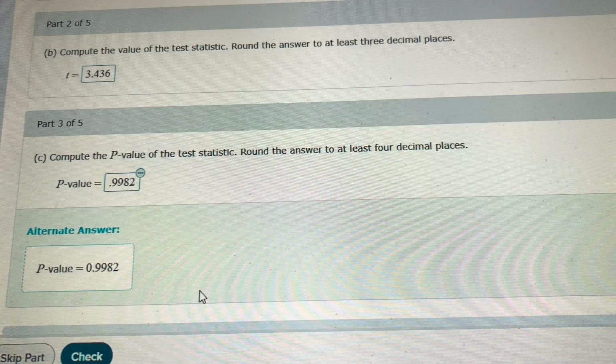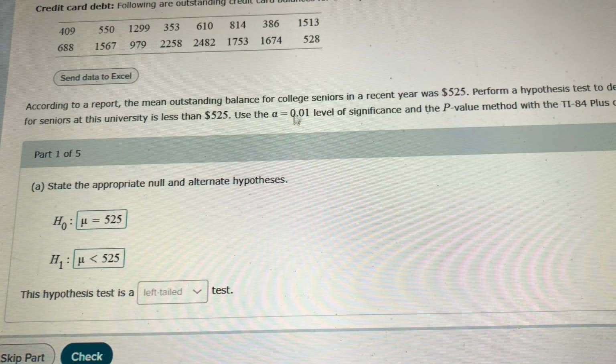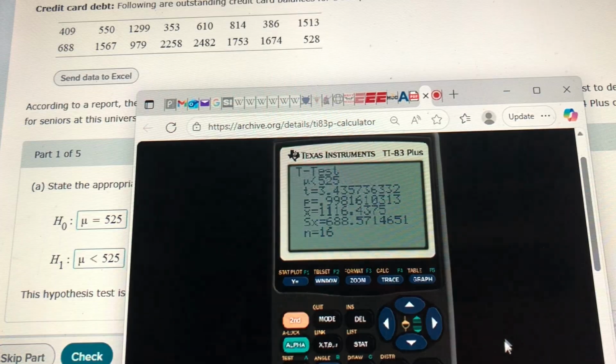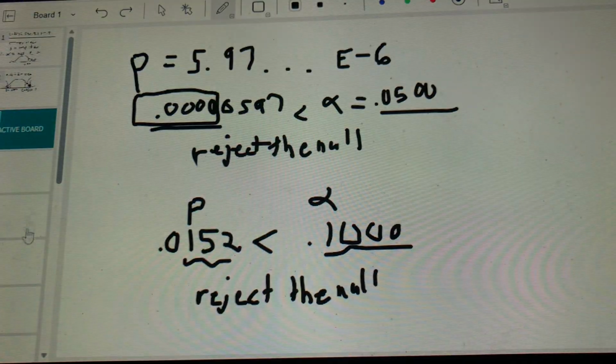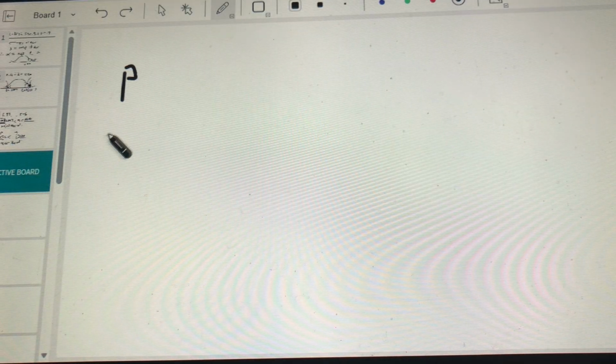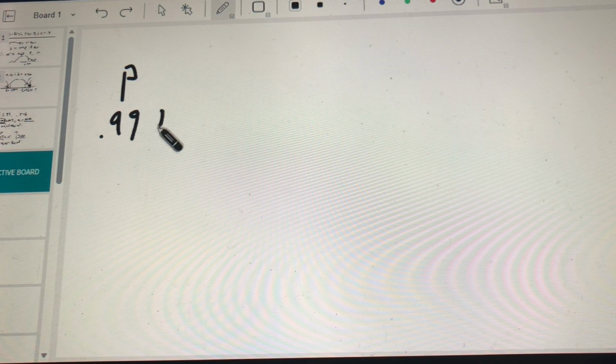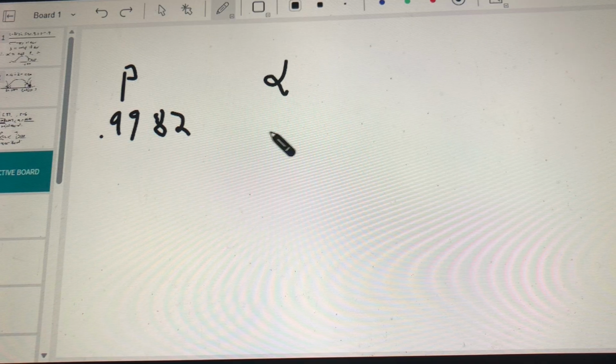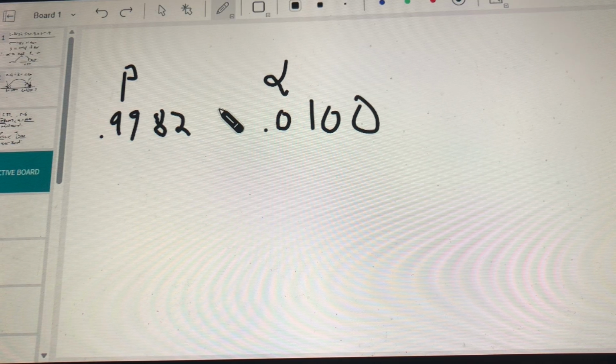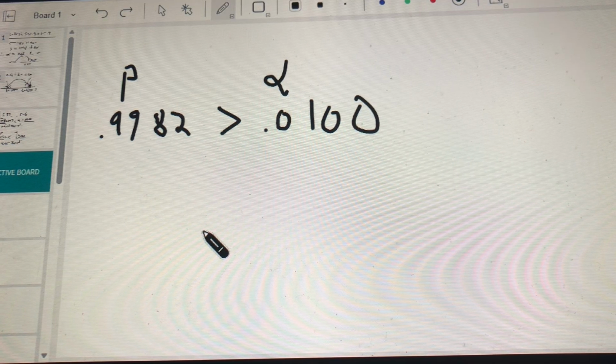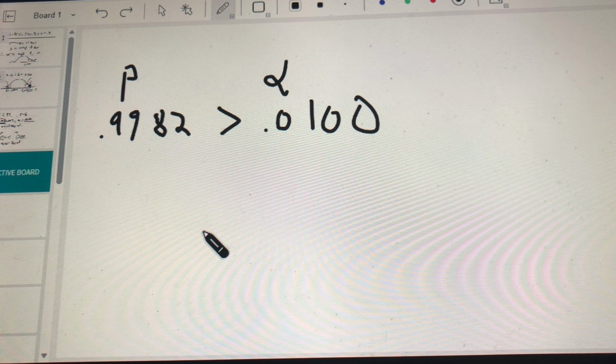So now we have to compare 0.9982 to the given alpha of 0.01. Well, that's way greater. It would be greater than 0.01 or any other alpha they would give me.